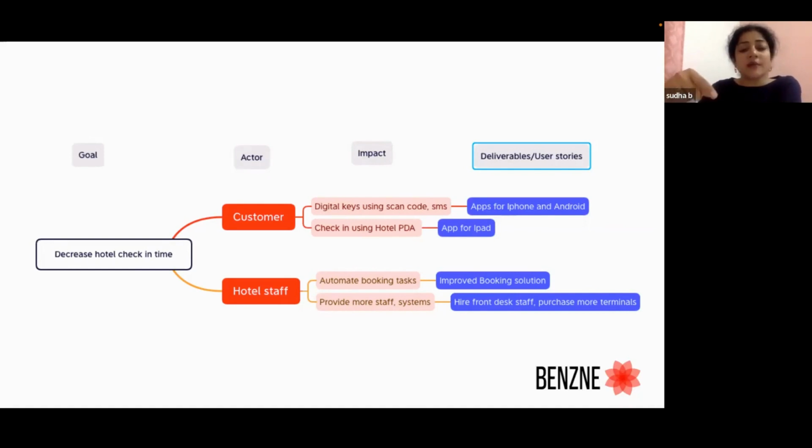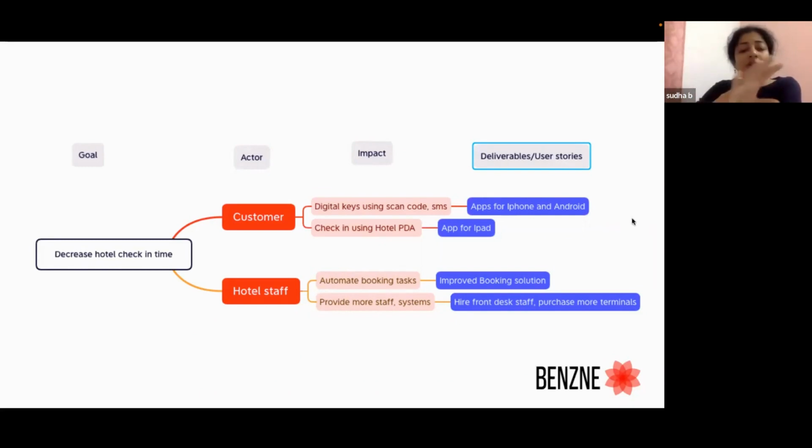Similarly, for the hotel staff, probably you will automate some tasks. You will provide more counters in the hotel. So these are the various other activities for the hotel staff. From there, you will start developing the user stories. You probably want to build an app for an iPhone, for an iPad. You will also want to build an improved, automated booking system, and provide some terminals with extra software. So these are my deliverables, or the user stories.